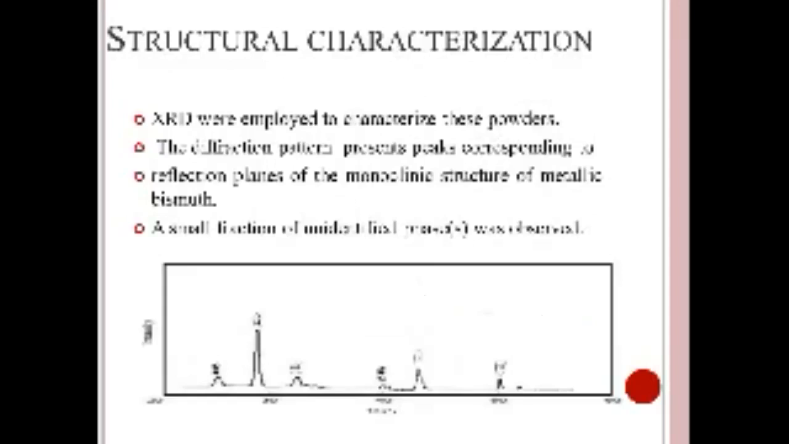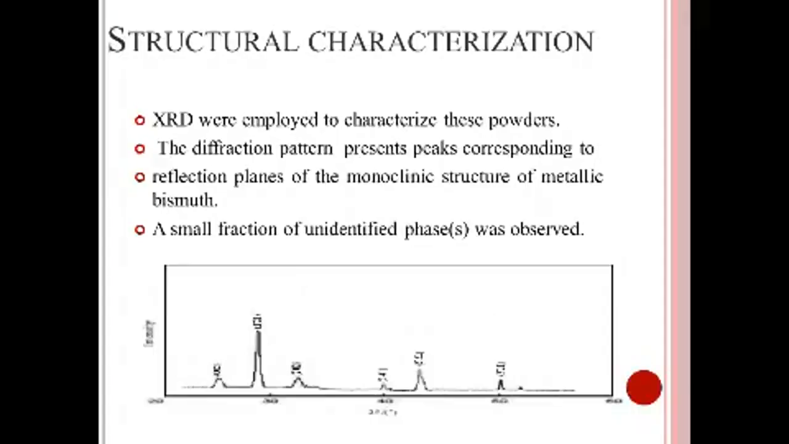Structural characterization. There exist 5 polymorphs of bismuth oxide, namely monoclinic, tetragonal, body-centered cubic, and triclinic. XRD was employed to characterize these powders. First of all, the sample was scanned in the 2 theta range of 4 degrees to 60 degrees for a period of 5 seconds in the step scan mode. Then the diffraction pattern gives peaks that correspond to reflection planes of the monoclinic structure of metallic bismuth, and a small fraction of unidentified phase was also observed.